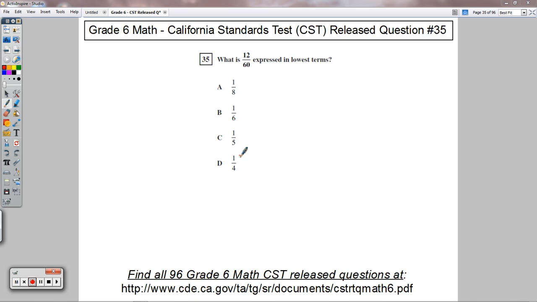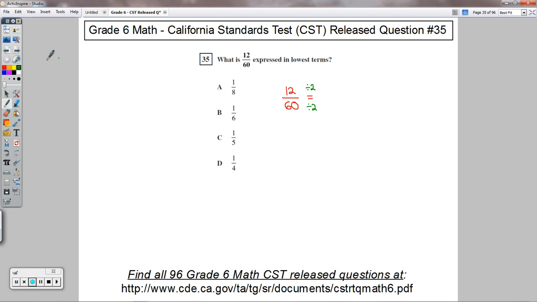Number 35 asks, what is 12/60ths expressed in lowest terms? 12 over 60 in lowest terms is going to be, well, we could divide by some different numbers here to start. If you didn't notice what the biggest number that went into both of these is, you could at least start, I would hope, by noticing, hey, these are both even. I could divide by 2 to start.